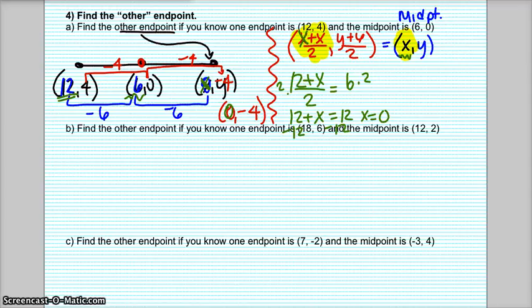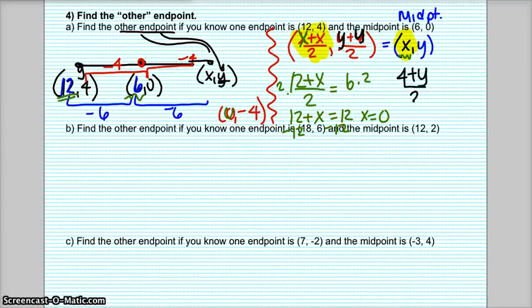Thinking about it as well, the y values. There are two y values, one here and one here. The other endpoint y value is unknown. So if I take the 4 that I know and add it to the one that I don't know, whatever that is needs to equal the one in the middle.